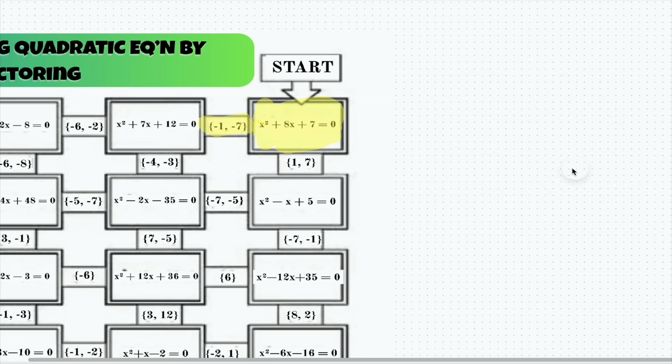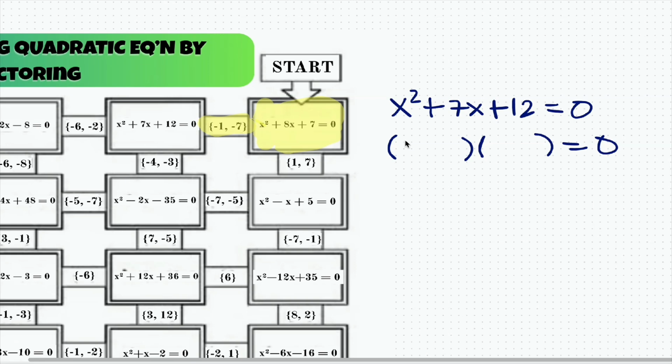So let's proceed to our next equation. The next equation is x squared plus 7x plus 12 equals 0. Let us find out the two numbers. When we multiply, the answer is 12. When we add, the answer must be 7. Let us try 6 and 2, because 6 times 2 is 12. That is correct. But 6 plus 2 is 8, or subtracting, the answer is 4. But how about 4 and 3?